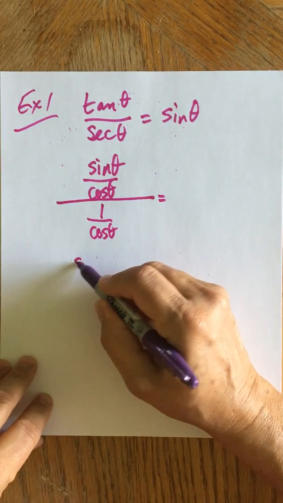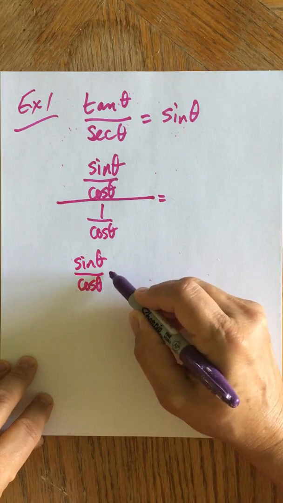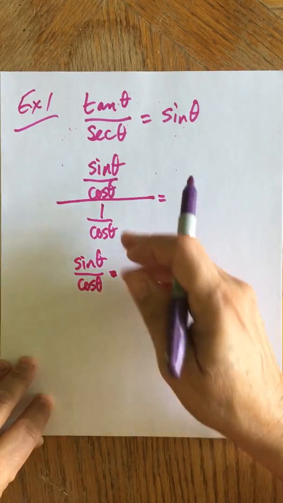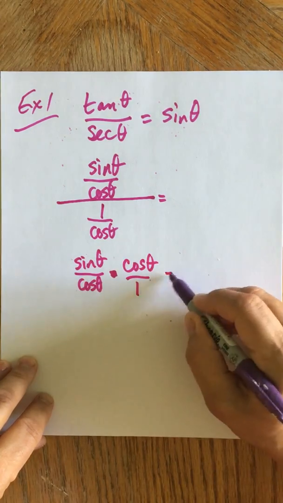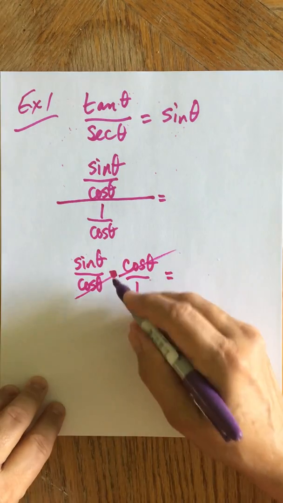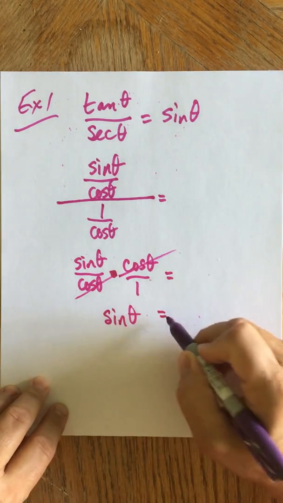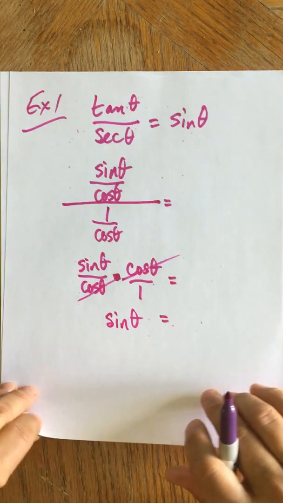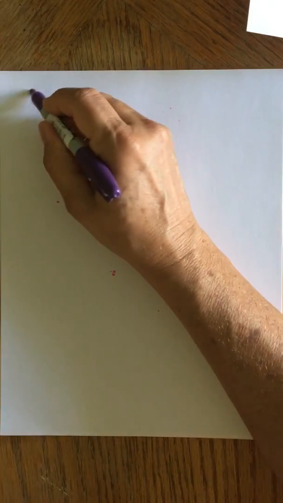So I'm going to have sine over cosine in the numerator, and now times, when I flip and multiply, cosine theta over 1. Now, since this is multiplied, the cosines will cancel out, and I'll just have sine divided by 1, which is sine. So I've gone ahead and verified this identity. Okay. Let's take a look at another one. So example 2.